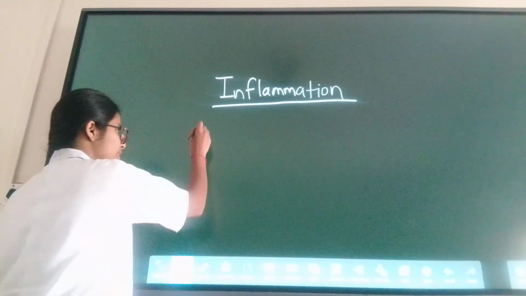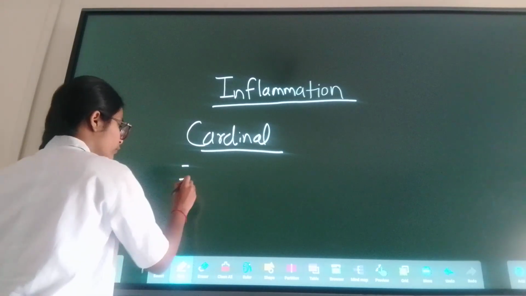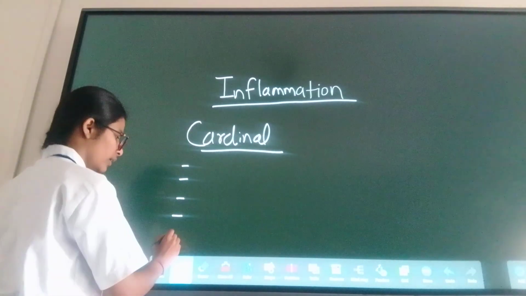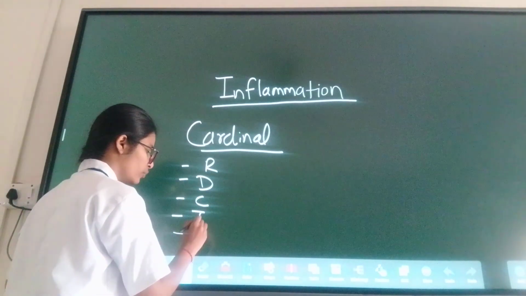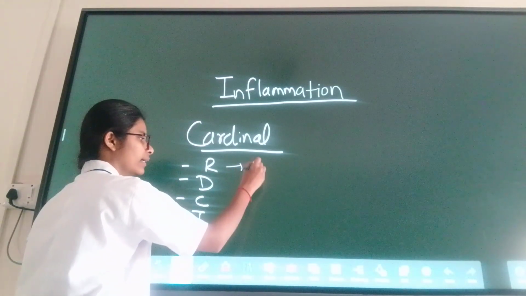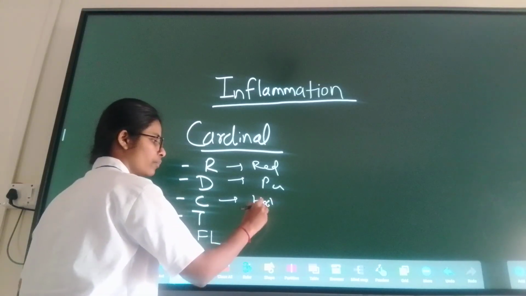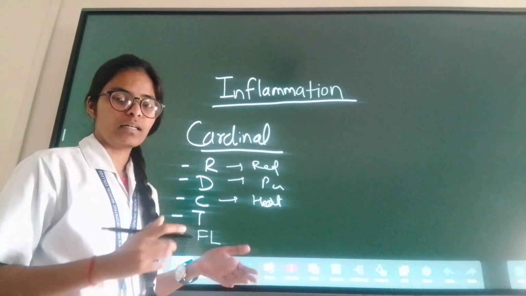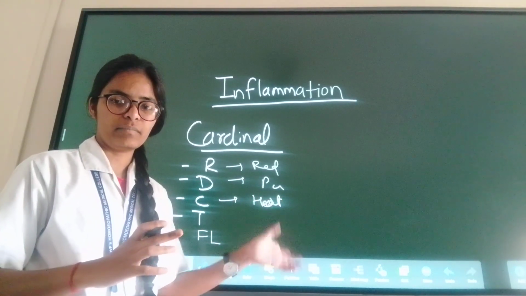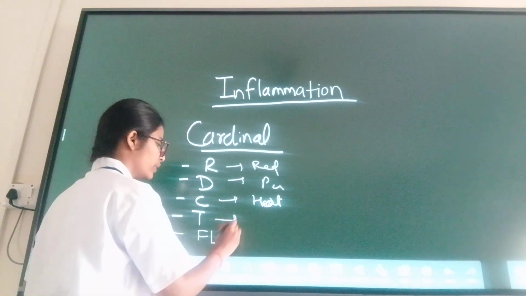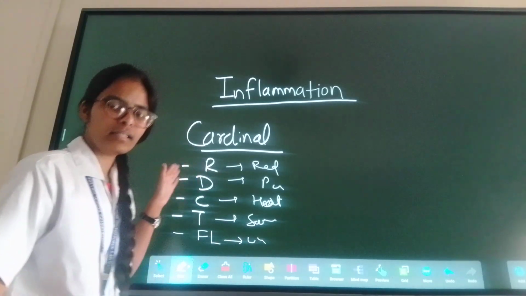So the cardinal signs of inflammation are four. Actually there are four, but now a fifth one is included: rubor, dolor, calor, tumor and functio laesa. Rubor means redness, dolor means pain, and calor means heat. Calor is the root of calorimeter; we measure heat with a calorimeter or thermometer. And tumor means swelling, and functio laesa means loss of function. These are the cardinal signs of inflammation.